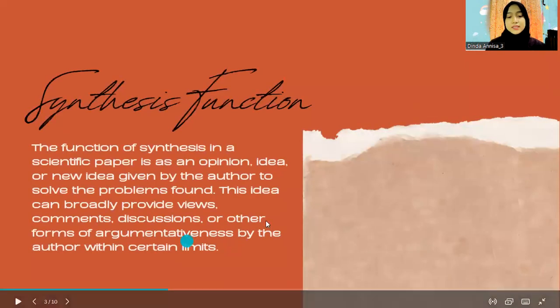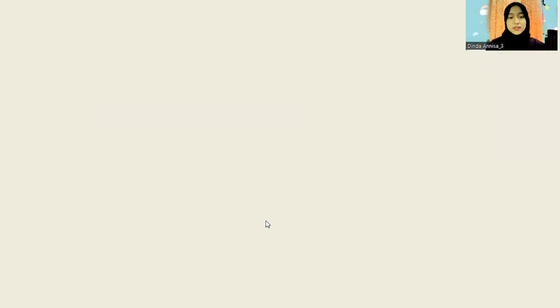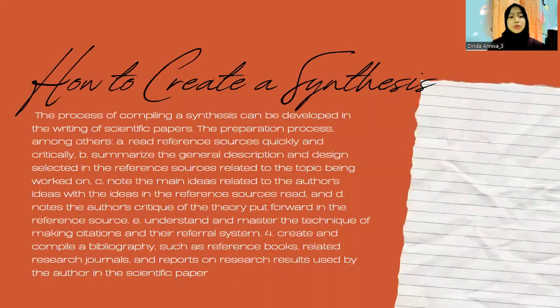And the next, how to create a synthesize. The process of compiling a synthesize can be developed in the writing of scientific papers and the preparation process among the others. The first is read reference sources quickly and critically.